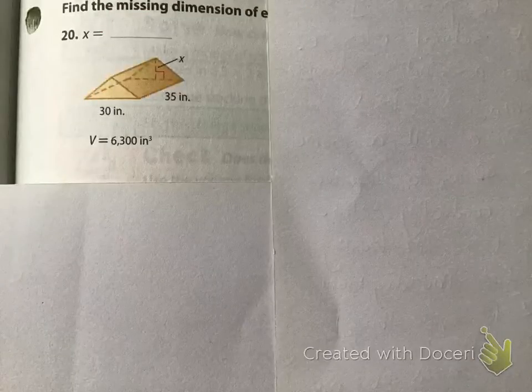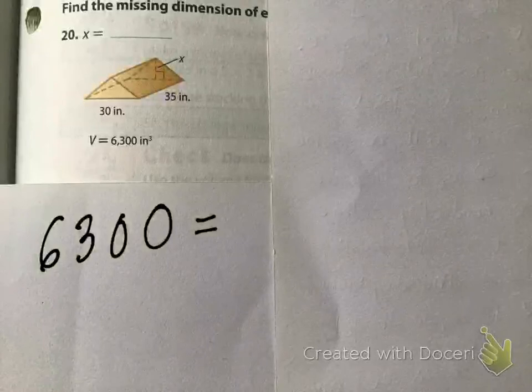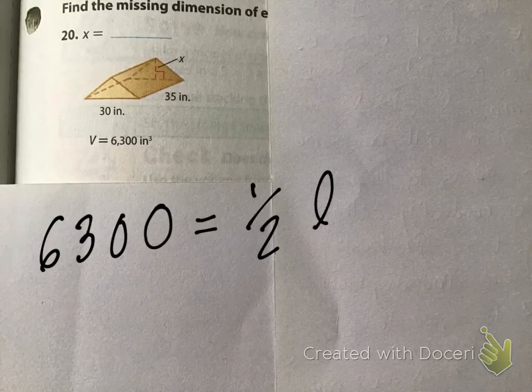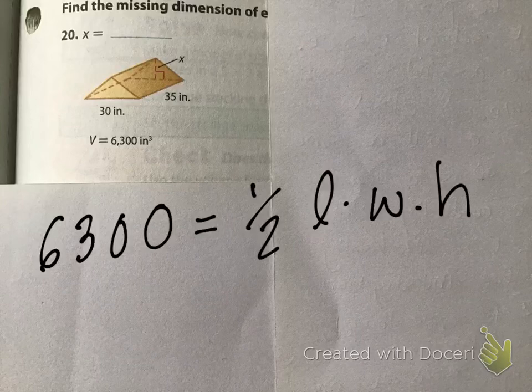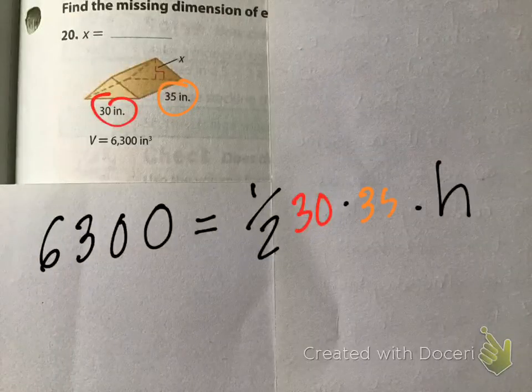So I want to find my triangular prism. I have the volume, so we care about volume. Our volume is 6,300, and we know that volume with our triangle is 1/2 length times width times height. It does not matter. Notice how it just says X? It's because it doesn't matter. I'm just going to replace the other two. So I'm going to say my length is my 30, and I'm going to say my width is my 35. I do not care. It doesn't matter which one I plugged it into. It's multiplication.